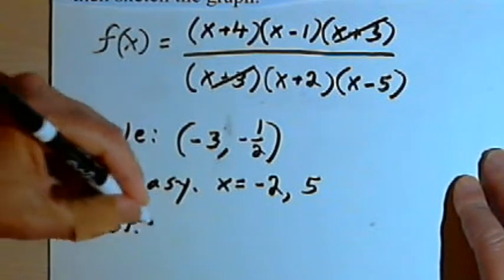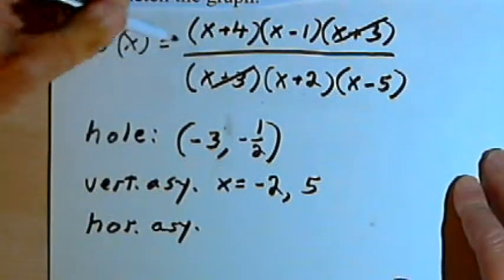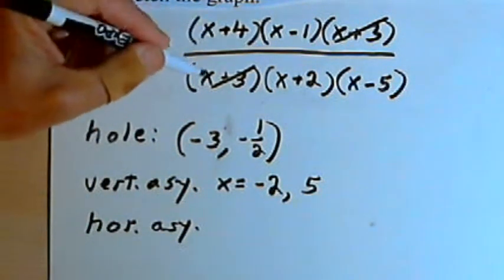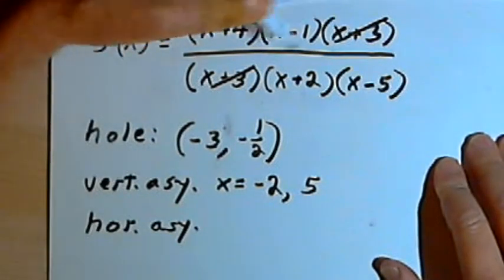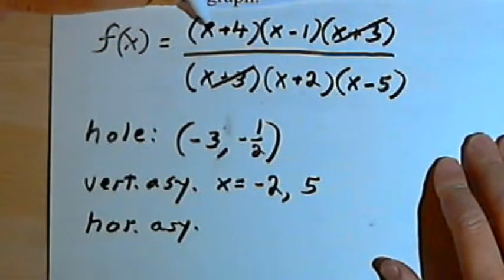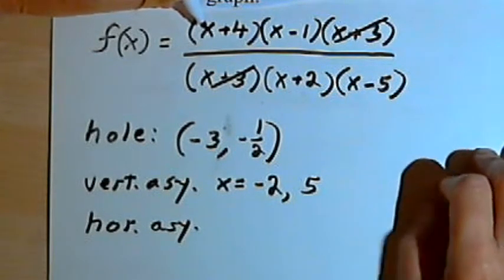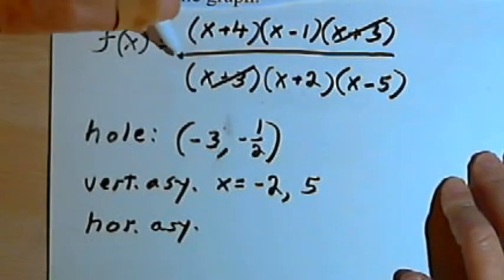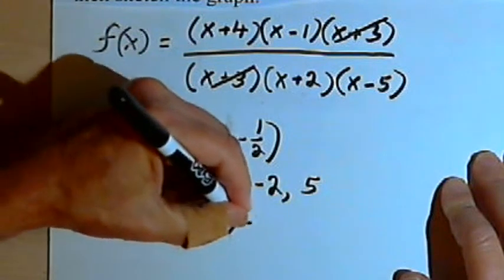The horizontal asymptote is something we can find by looking at the degree of the two polynomials and also the lead coefficients. If I were to multiply all this out, I would find out that both of the polynomials began with an x to the third. So if they both have the same degree and the same lead coefficients, which they would, the horizontal asymptote would be at y equals 1.